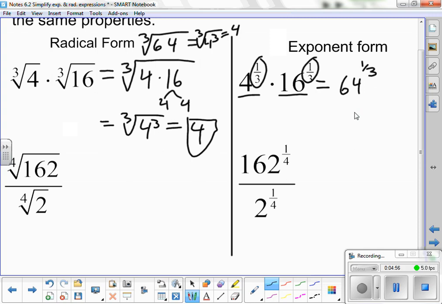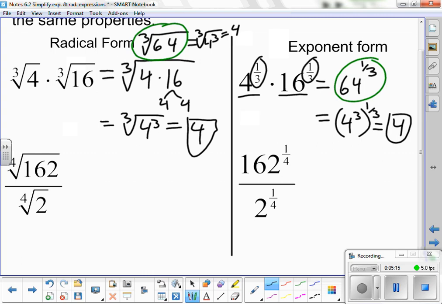And you'll notice too, hopefully, that this is the same thing as this. So we should be ending up with the same answers here. So 64 to the 1/3, 64, like we said before, is 4 cubed to the 1/3 power. Power of a power will tell us this is a 4.